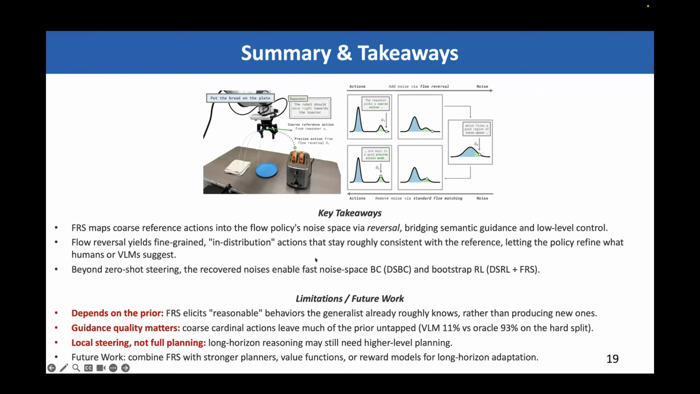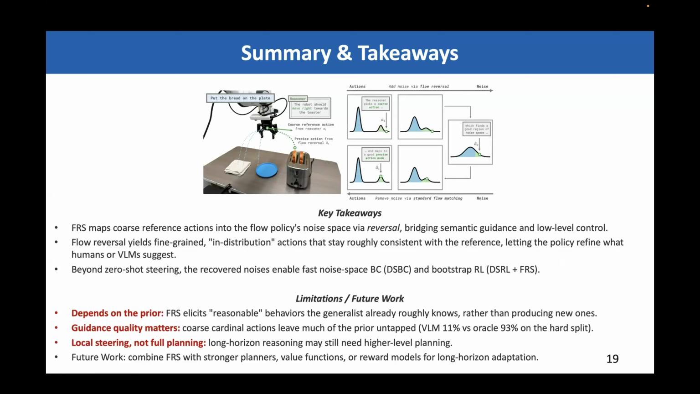So yeah, I think this is the summary: FRS is a method to map coarse reference actions into a flow policy's noise via what is called reversal. And this shows that by using this kind of flow reversal, you can get zero-shot steering. You can also get fast noise-based BC and also bootstrapping for RL.